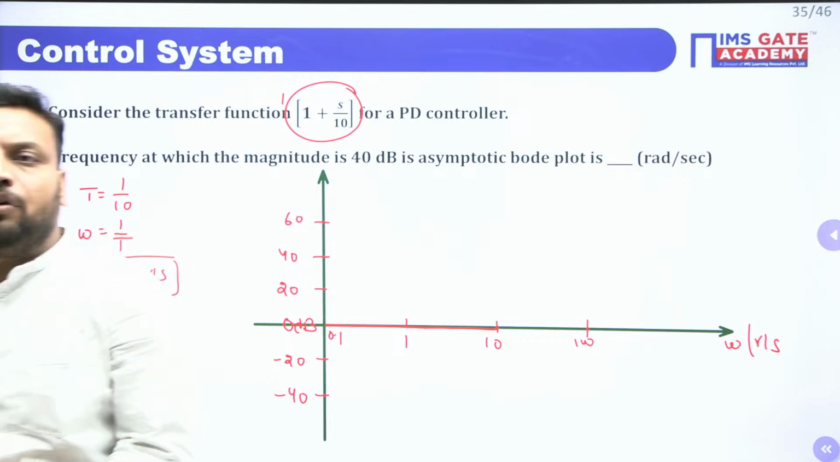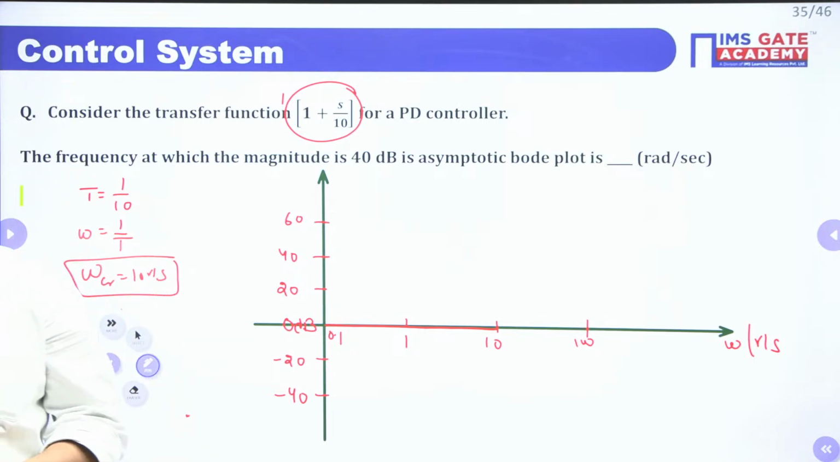Tell me guys, tell me, is it completed or not? Bharat, क्या नाम है आपका? Manik.